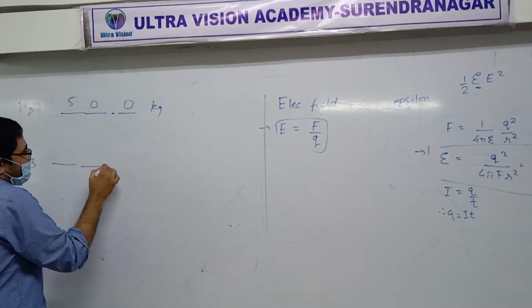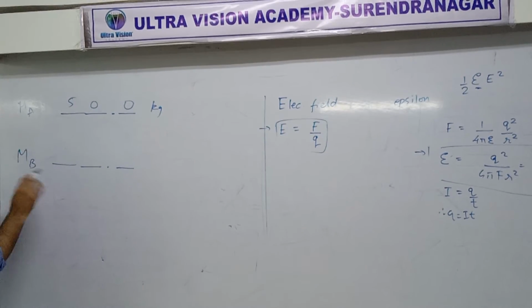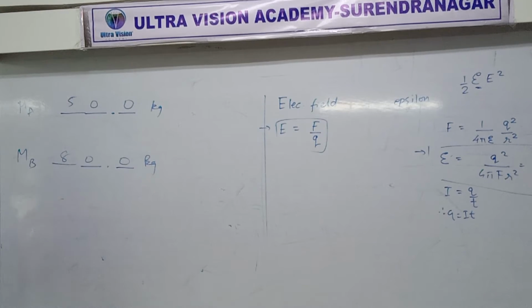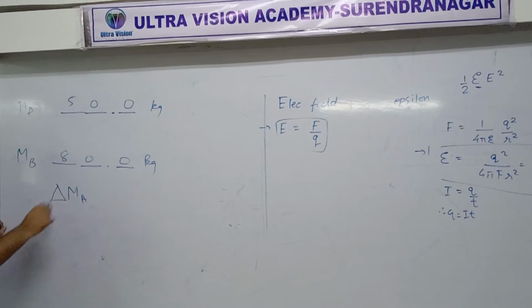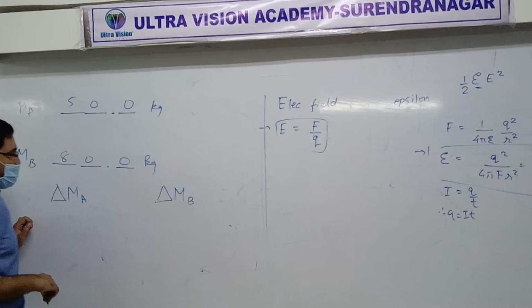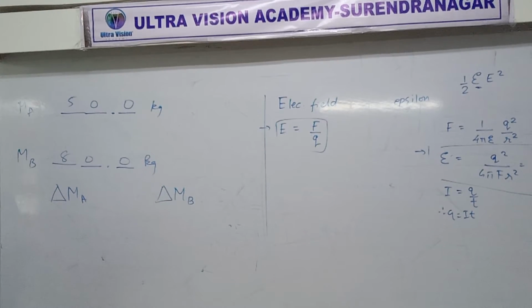Now suppose when the other person stands, it measures 80 kg. So MA is less than MB. Now, absolute error. How do you write absolute error? Delta MA is the absolute error in A, and delta MB will be the absolute error in B. Clear or not clear? Yes.